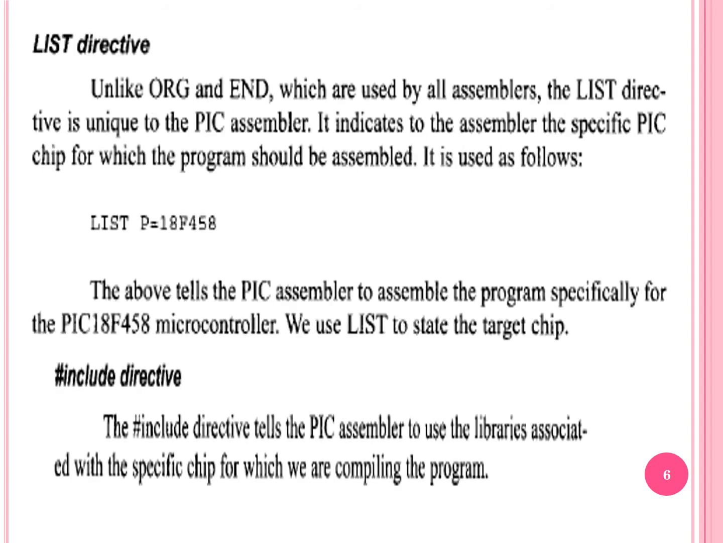There is a list directive. Unlike org and end, which are used by assemblers, the list directive is unique to the PIC assembler. So it is not there in the 8051 microcontroller. It indicates to the assembler the specific PIC chip for which the program should be assembled. So we can mention the particular PIC, like here it is list P = 18F458. So we are using the PIC 18F458 microcontroller. So we use list to state the target chip.